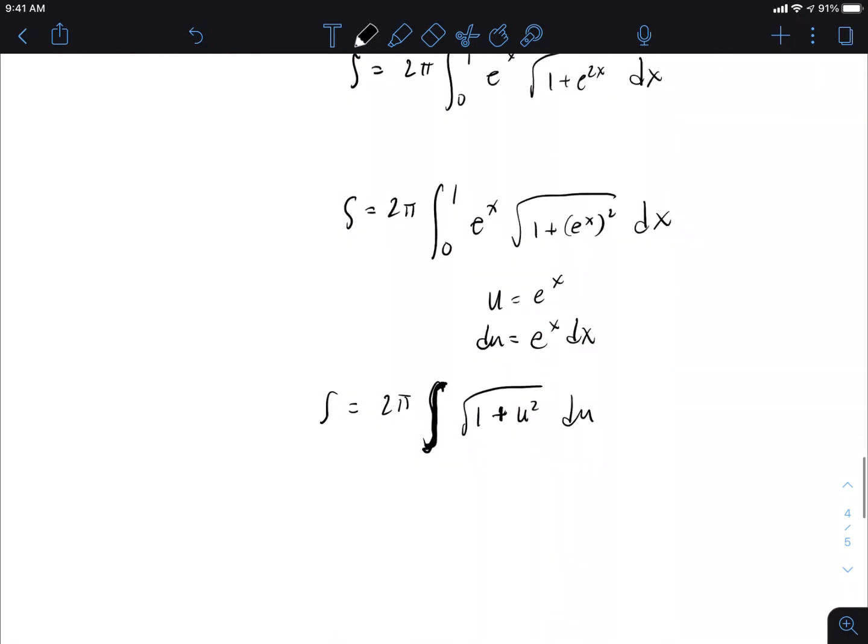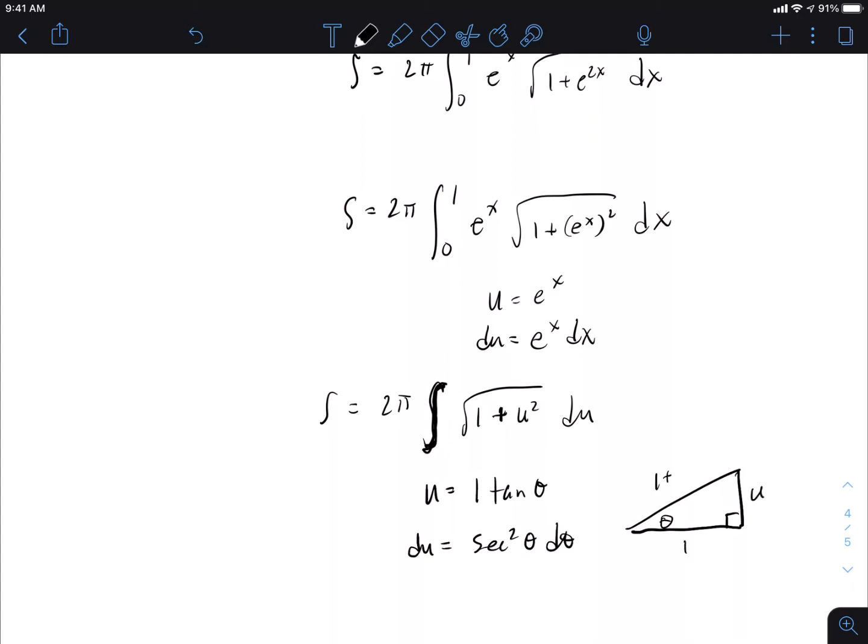So now what's going to happen is I'm going to go u is 1 tan theta. My du is going to be secant squared theta d theta. I'm going to draw my triangle now, just so that we have it. Here's my theta. So it's going to be u over 1, and this is going to give me root of 1 plus u squared. Oh, look at that. It's the integral there.